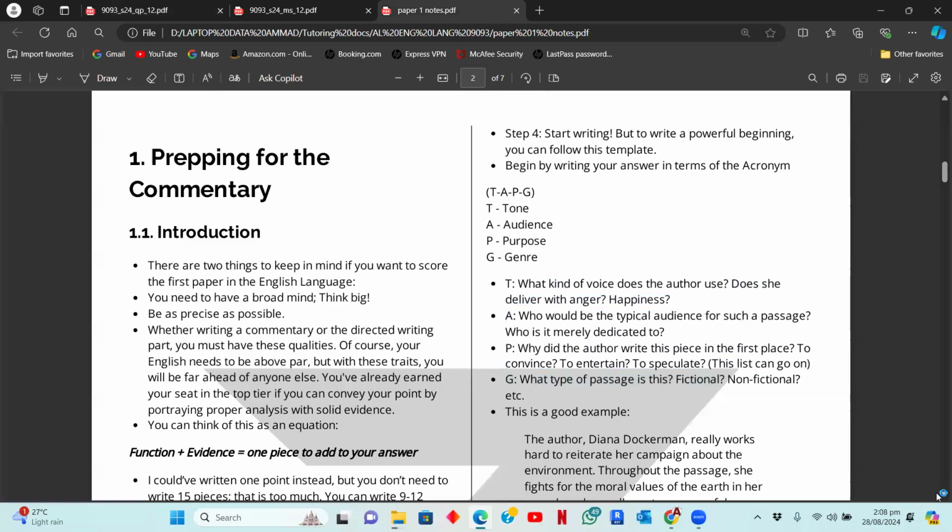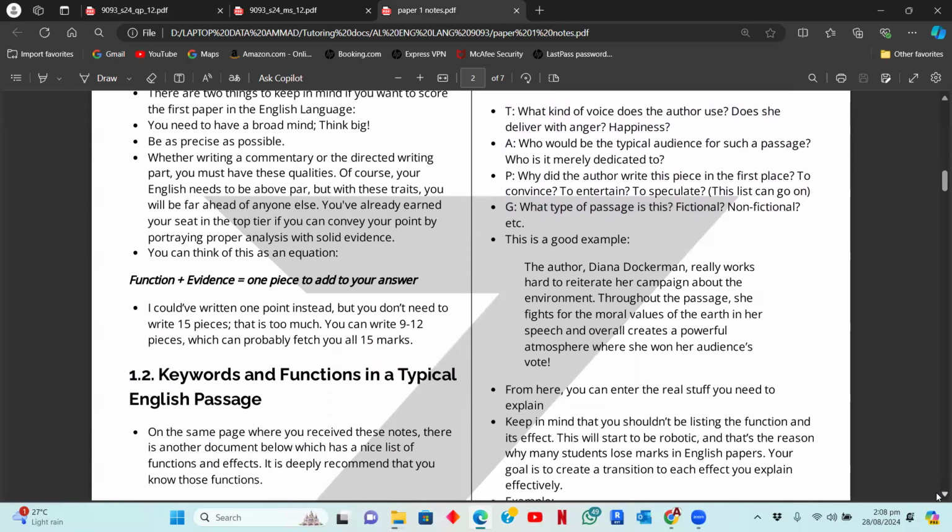Then let's look at this example that says: the author, Diana Document, really works hard to reiterate her campaign about the environment. Throughout the passage, she fights for the moral values of the earth in her speech and overall creates a powerful atmosphere where she won her audience's vote. Now, this is an example of how you can start writing your commentary. That, okay, I've read this article in the paper, and this is the writer, and this is what they're talking about. This is their tone, and this is how they're engaging with the audience. This is one example of how you can start your commentary.